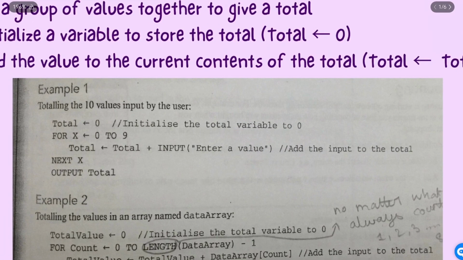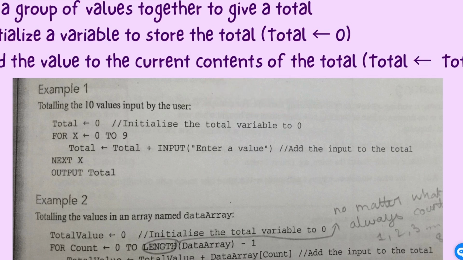Example 1 is totaling the 10 values input by the user. So the user basically inputs 10 values and all of the values that are input are added together to give us a total. So first of all, the total was initialized to 0. For x, we use a for loop over here, 0 to 9. Now because it starts from 0, it means that it's gonna loop 10 times because 0, 1, 2, 3, 4, 5, 6, 7, 8, 9. You can see there are 10 dashes. That means it loops 10 times.